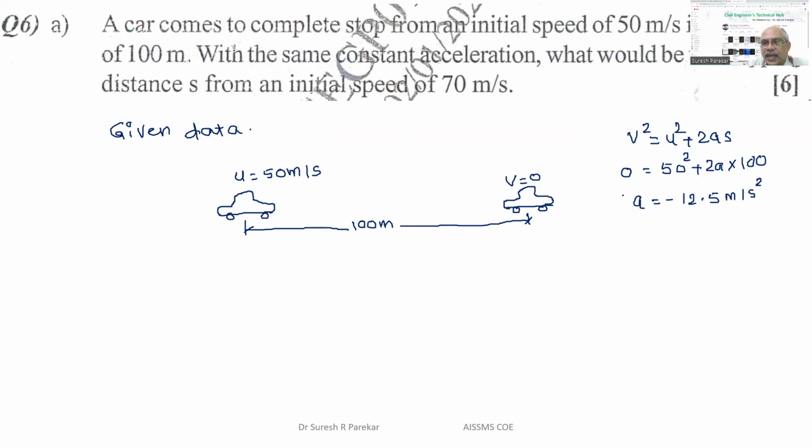So this is the acceleration of the first vehicle. This is most important. I will mention a equal to minus 12.5, meaning deceleration. Now with the same constant acceleration, what would be the stopping distance? That means now we have another car.